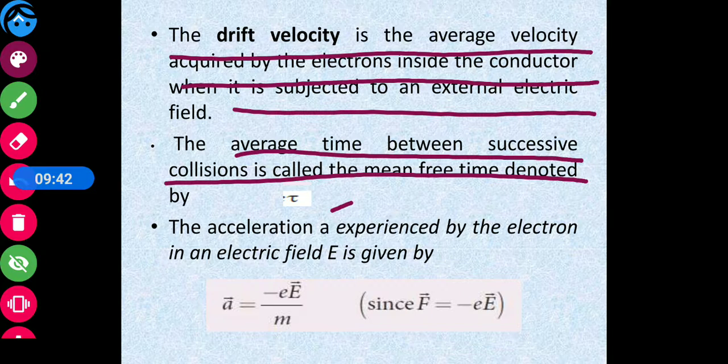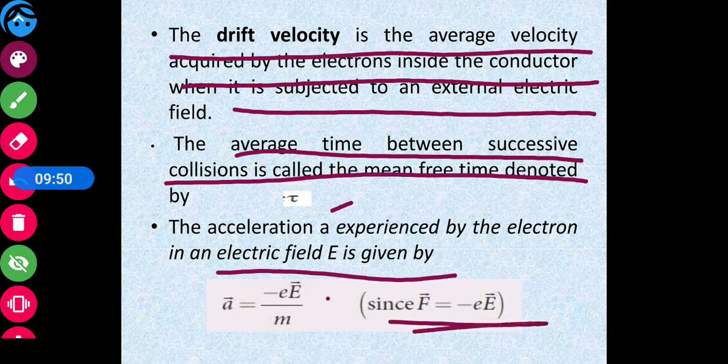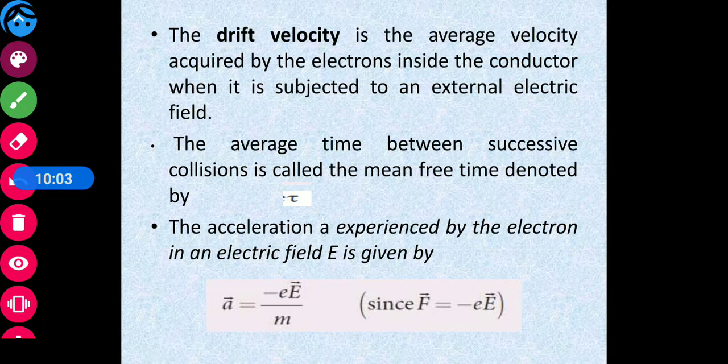So acceleration is produced in an electric field E, given by a = F/m. You know that F is equal to ma, so a is equal to F upon m. F is equal to -eE, because the charged electron is moving in an electric field E. So the force is -eE, and acceleration will be a = -eE upon m.